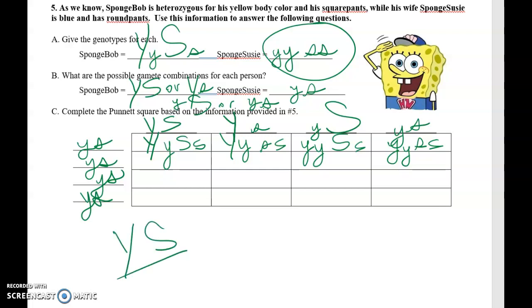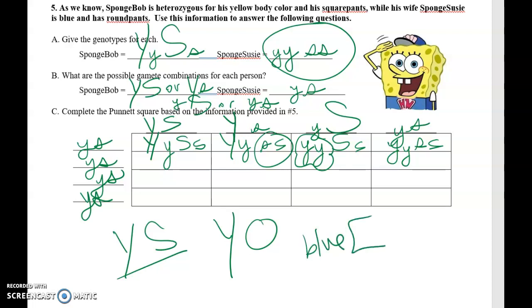This one looks big Y, big S, so it's going to be yellow and square pants. This one is also yellow, but since we have 2 small s's, it's going to be round pants. This one instead is going to be blue. He's a blue one, but he has the square pants like his dad. And lastly, this one is going to have blue skin, like Mama. It's a blue sponge, and she is also going to be round pants, just like her.